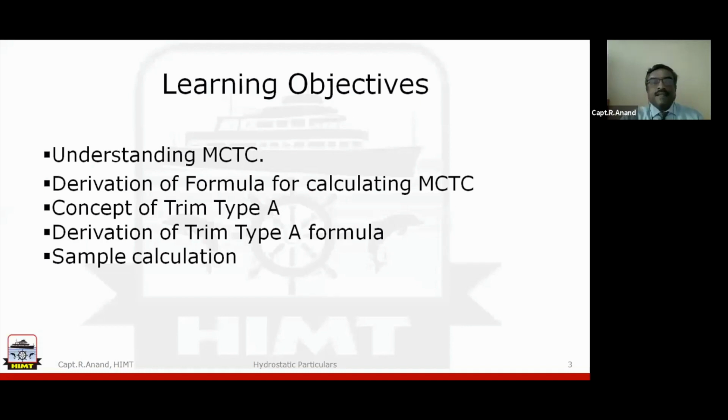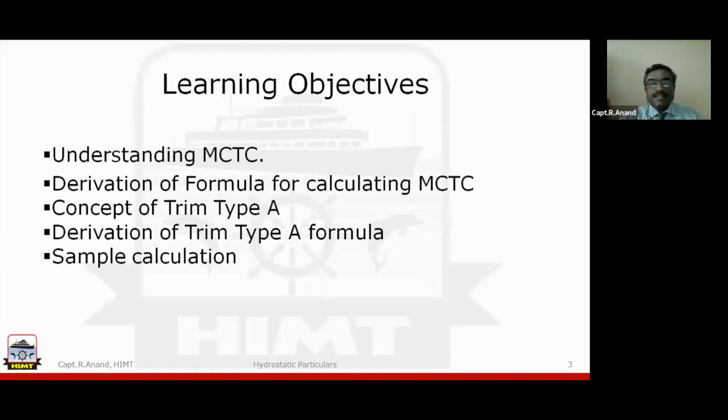Now for that, let me compare it. Yes, how much trim moment is required to change the ship's trim by a single centimeter. Now to understand this better, let's relate it to TPC. TPC means the quantity required to change your draft by 1 centimeter. But this is a bodily sinkage or rise.